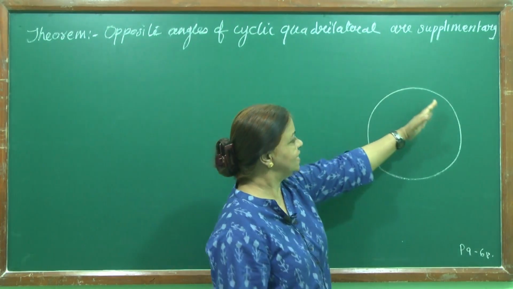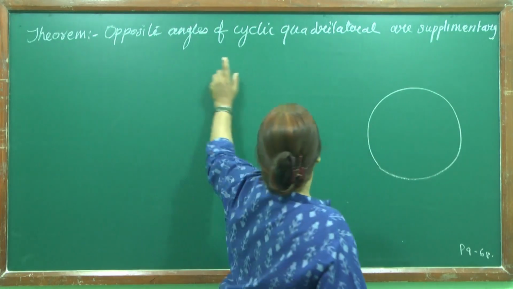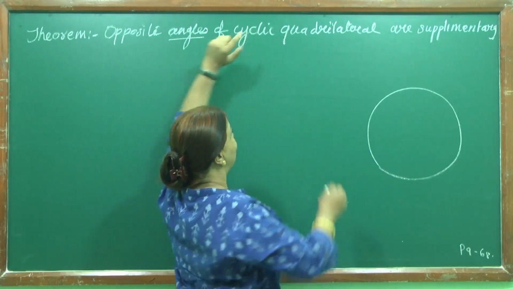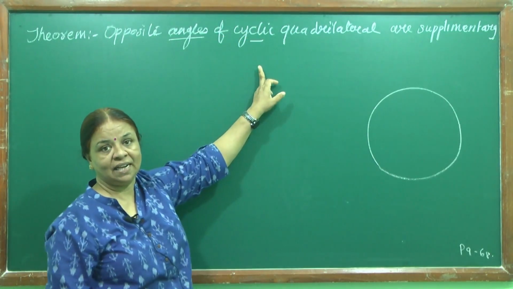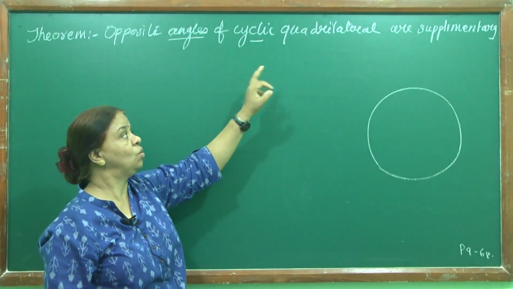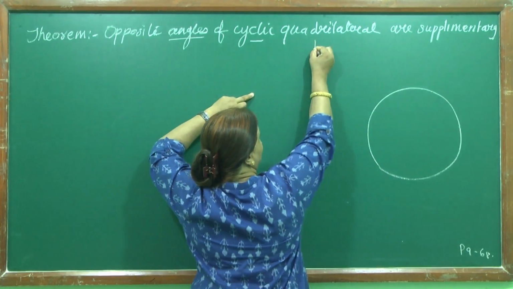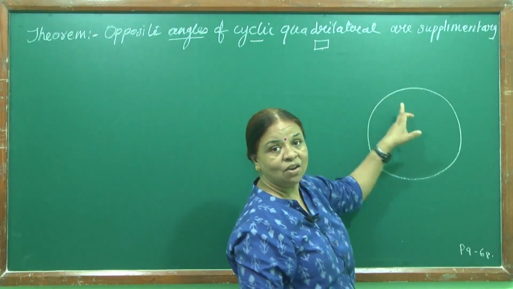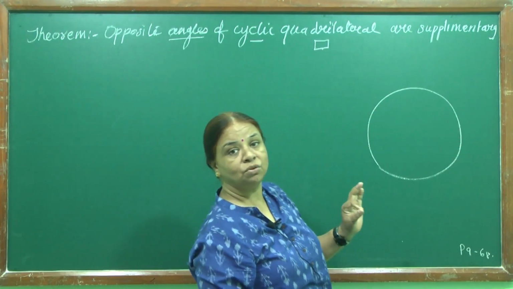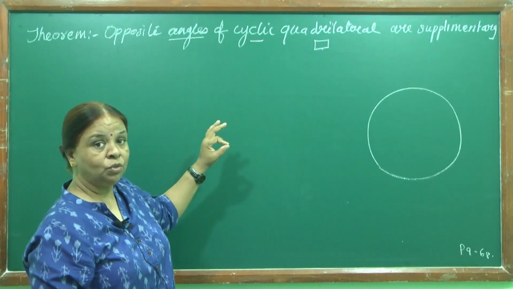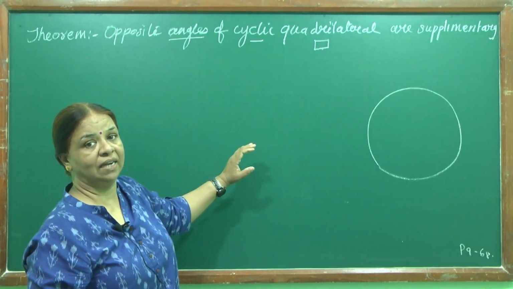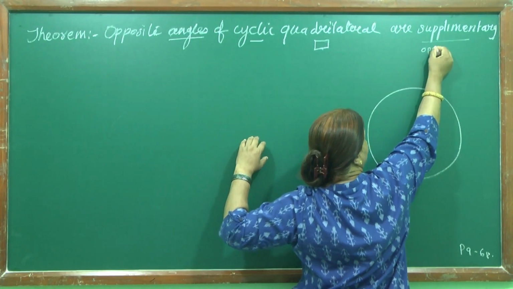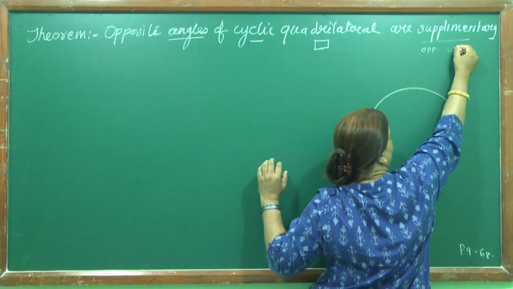So here you can see a circle, and we want to prove the angles which are opposite. Now, cyclic quadrilateral: cyclic means the vertices of the quadrilateral, quadrilateral meaning four sides, lie on the circle, and that quadrilateral is known as a cyclic quadrilateral. We want to prove that opposite angles in a cyclic quadrilateral are supplementary. Supplementary means when we add opposite angles, their sum will be equal to 180 degrees.